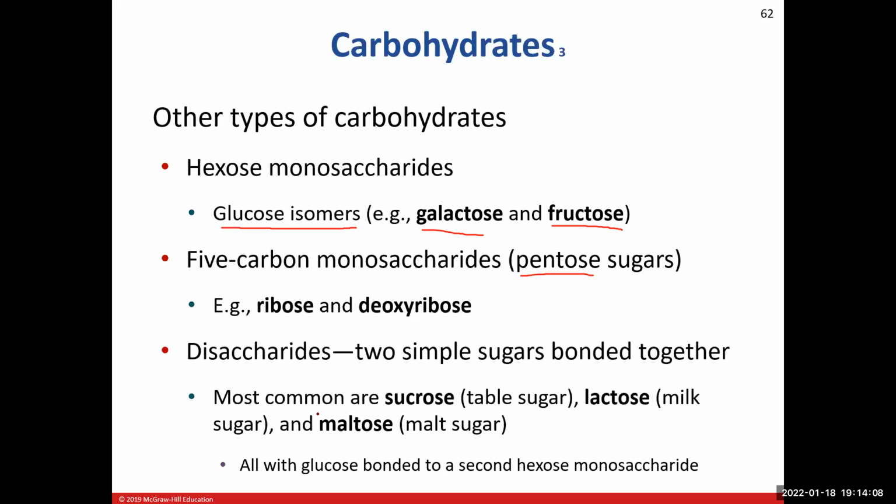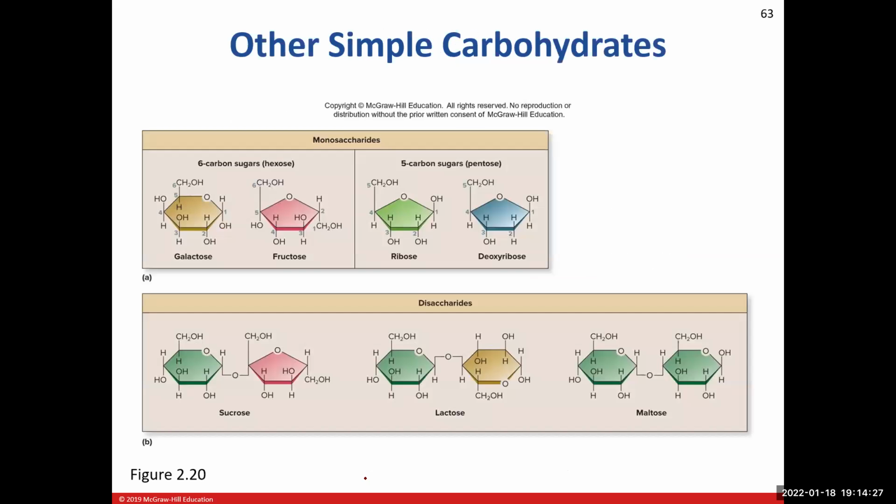Each disaccharide is going to have at least 1 glucose molecule. So every single disaccharide has 1 glucose molecule. All right. One type of disaccharide can have 2 glucose molecules. I'll show you here in a second.